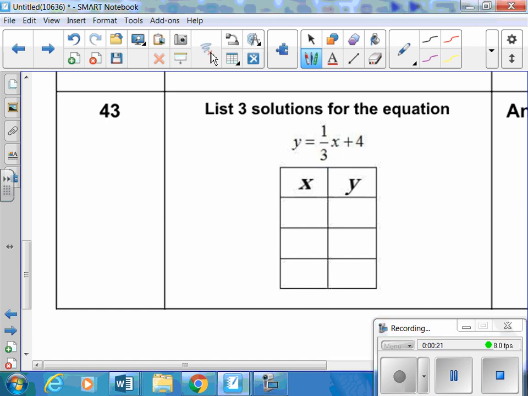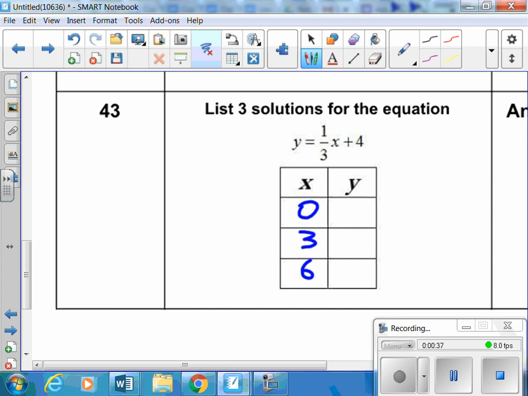Whenever you plug numbers in for x, you're going to need to multiply by 1 and then divide by 3. And if the number is not divisible by 3, you're going to get a decimal. So I'm going to choose 0, 3, and 6. Those are all divisible by 3.